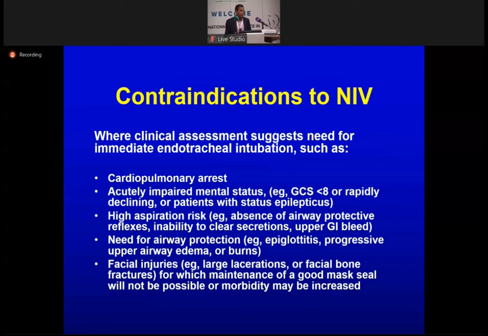Of course, we have to remember that non-invasive ventilation is not suited for patients in cardiopulmonary arrest, in patients who have acutely impaired mental status or deteriorating mental status, those with high aspiration risk and need for airway protection.